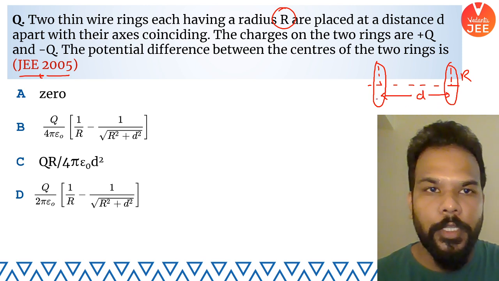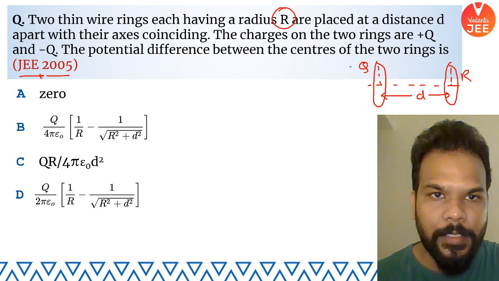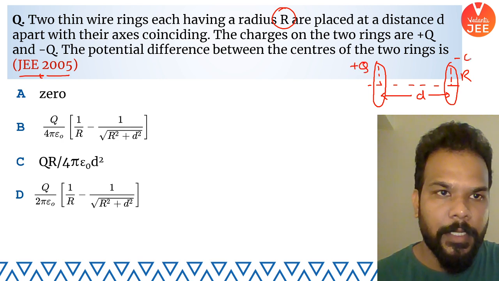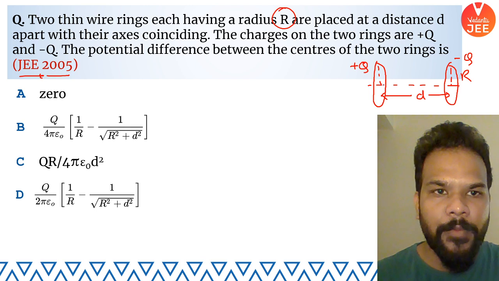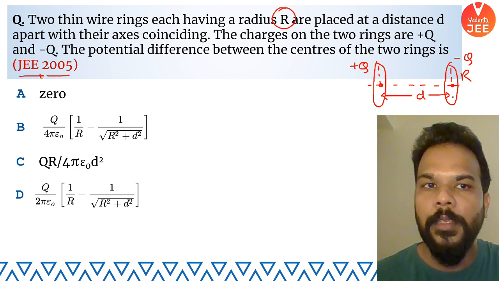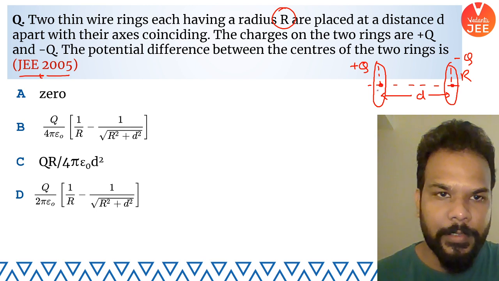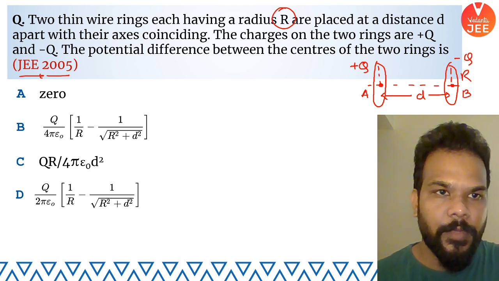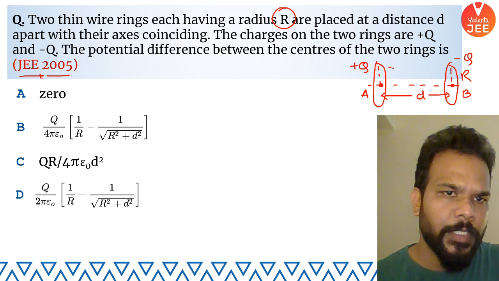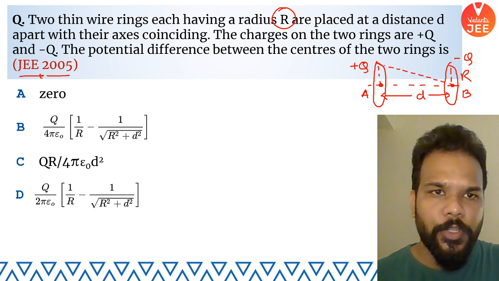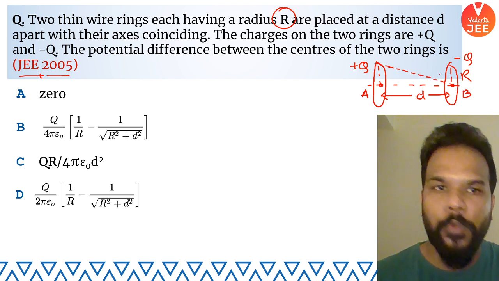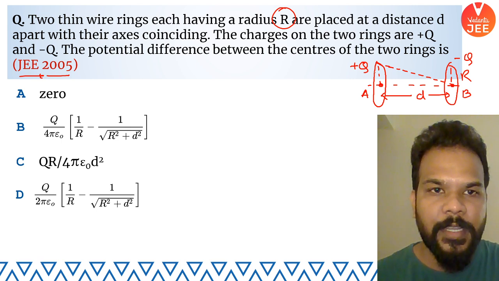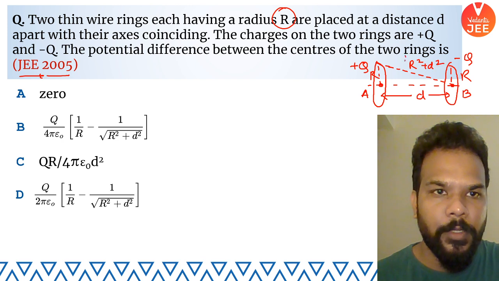So the charges on the two rings are given. This is plus capital Q and this is minus capital Q. So we have to find out the potential difference between the centers of the two rings. So let's call the center of this one A and this one B. Obviously I'll require the separation of each ring from the other ring's center. So if this is d and this is R, this is under root of R square plus D square.